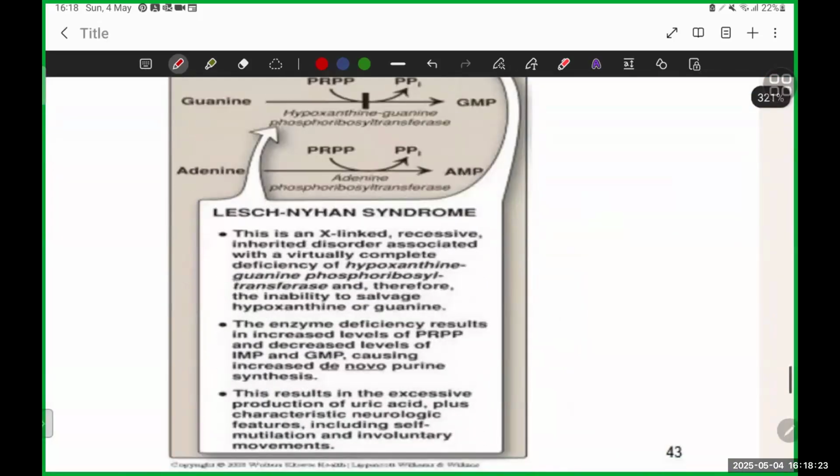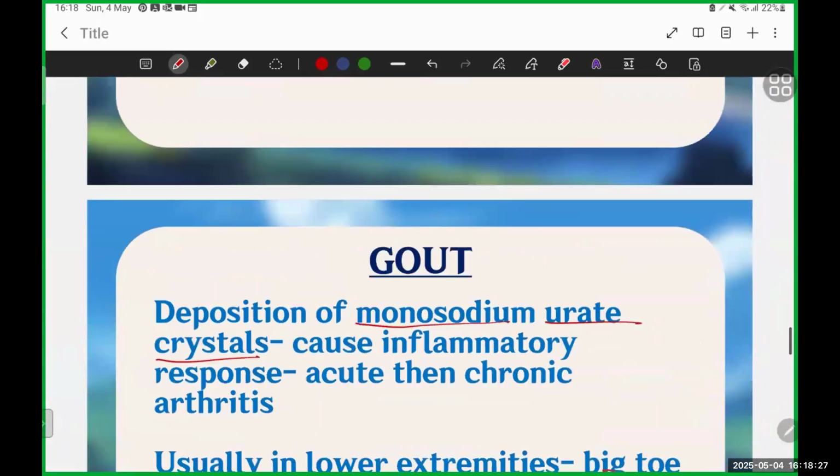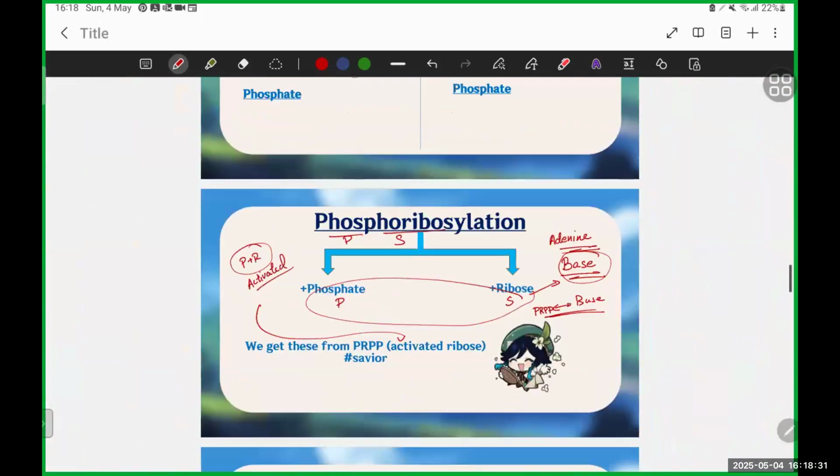Wait, let me go. Let's go all the way up here. Should I put another one there?